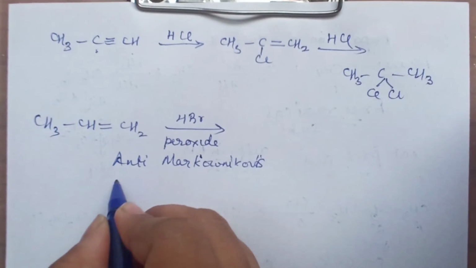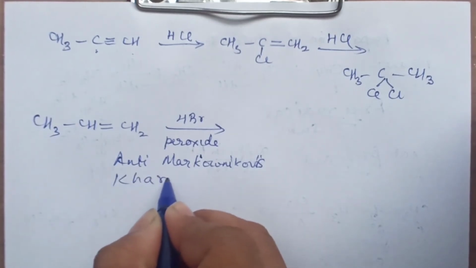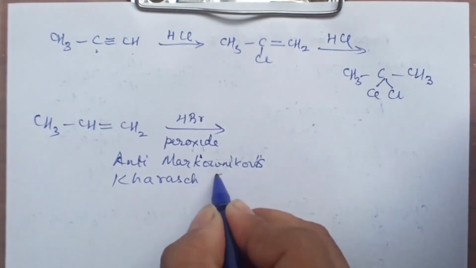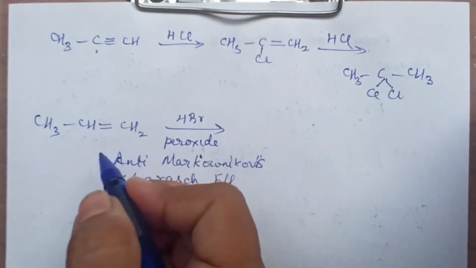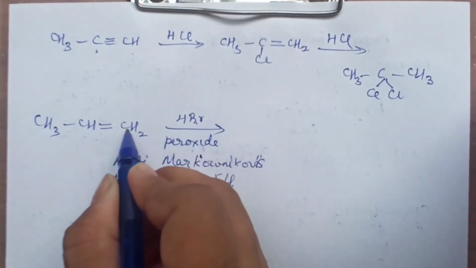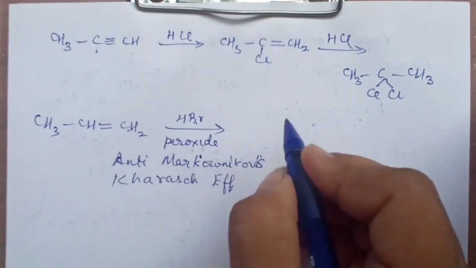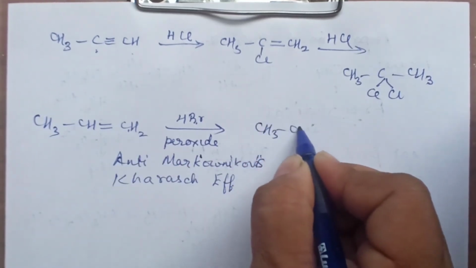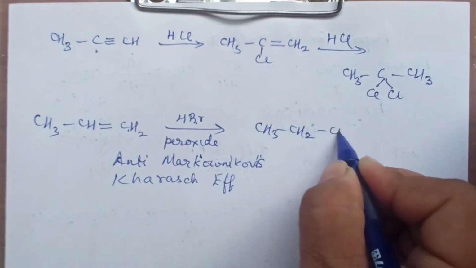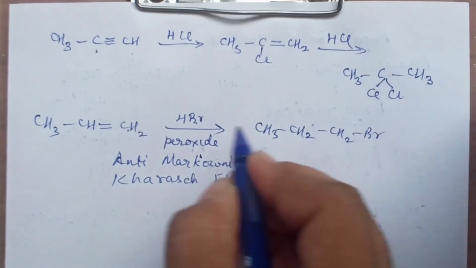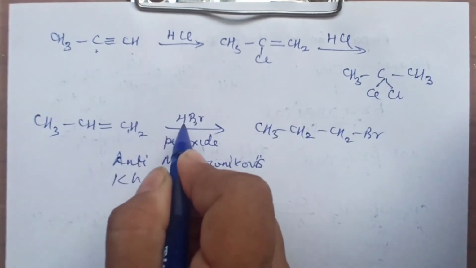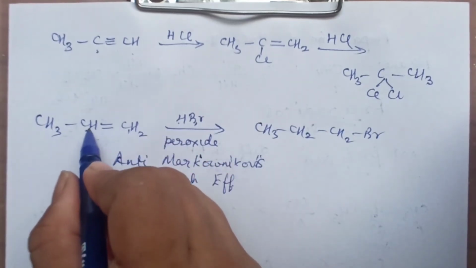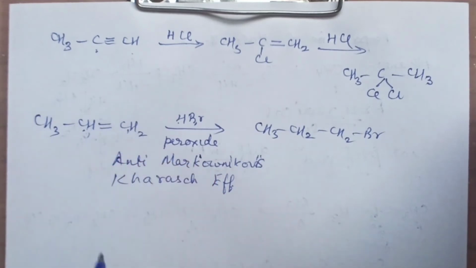Anti-Markovnikov's rule is also called the Kharash effect. Now what does this rule say? It is against Markovnikov. That means the negative part will attack the carbon atom having more number of hydrogens. So what you get here is CH3, CH2, single bond CH2, Br. That means Br will go to the carbon having more hydrogens, and hydrogen will go to the carbon having less number. It is against Markovnikov's rule.